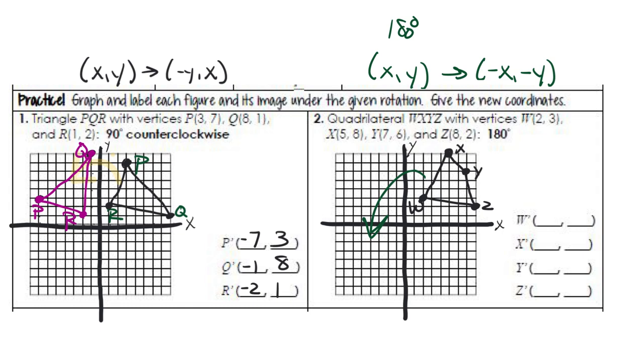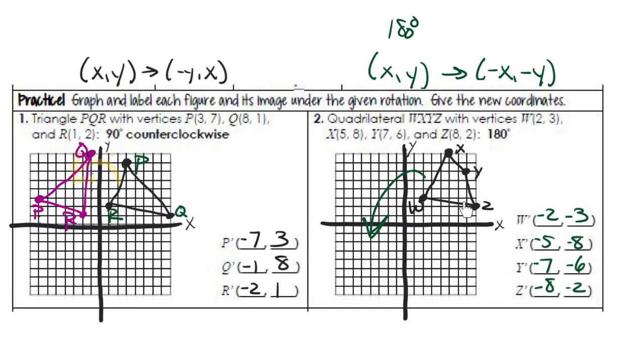So W is 2, 3. It'll be -2, -3. X is 5, 8. It'll be -5, -8. Y, 7, 6. It'll be -7, -6. And Z, 8, 2. It'll be -8, -2.